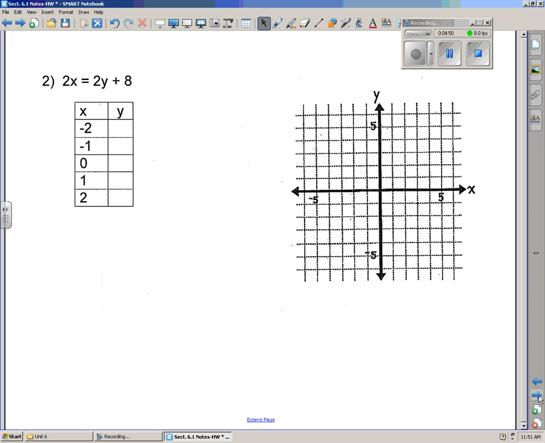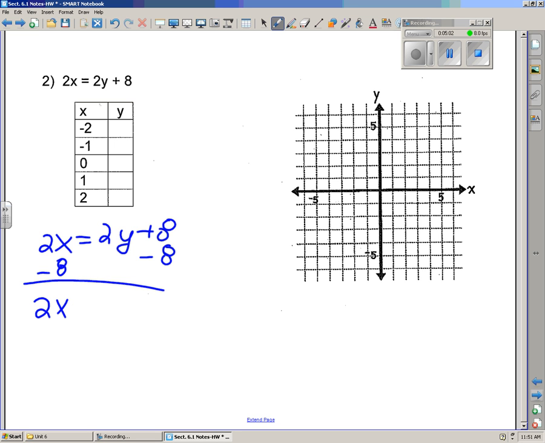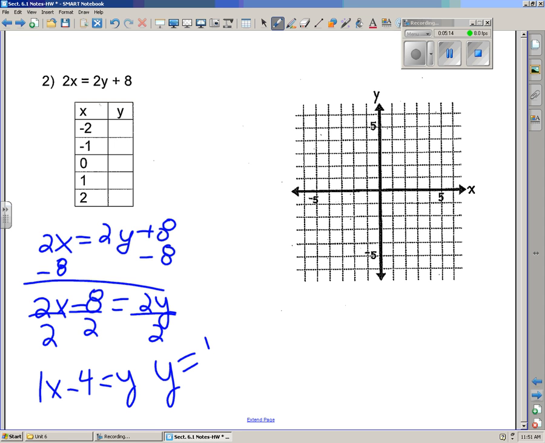Next one. Let's get this into y equals mx plus b. So I'm going to just come down here. 2x equals 2y plus 8. And I'm going to subtract 8 from both sides, and I'm going to get 2x minus 8 equals 2y. I'm going to divide everything by 2, and I'm going to get 1x minus 4 equals y. But I think that looks better with y equals 1x minus 4.